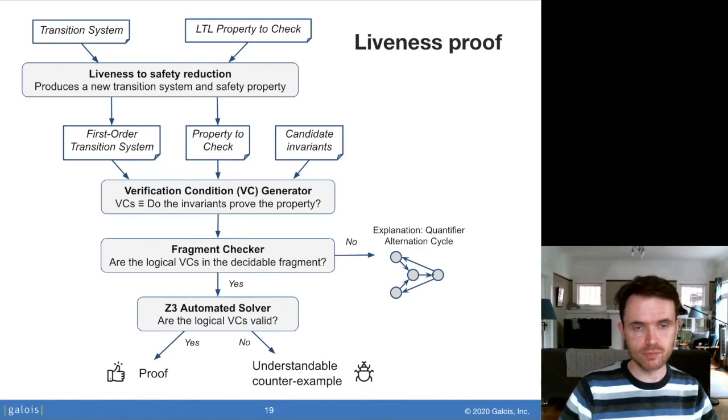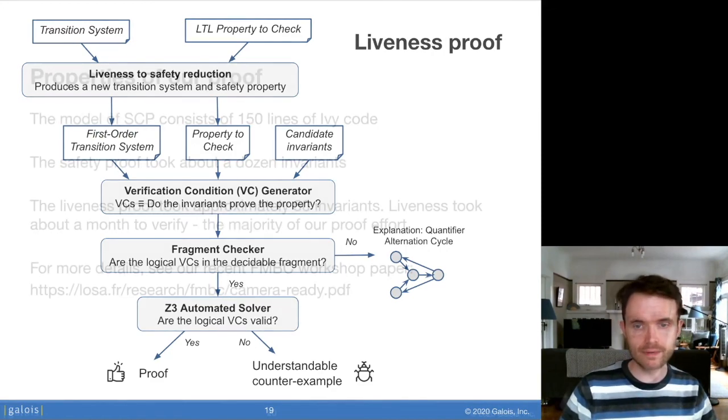The liveness properties are expressed in linear temporal logic and are converted into verification conditions in a transition system and safety property written in decidable logic. Doing this preserves some of the good qualities of IVy verification. If the liveness property doesn't hold, we get back an explanation, either a counterexample or a quantifier cycle. However, this transformation makes it much more difficult to diagnose errors, because it creates a significant gap between the property statement and the explanation. Using IVy and the liveness to safety reduction made it possible to prove the SCP liveness properties, but there's much more research to do before liveness proofs in IVy are easy.